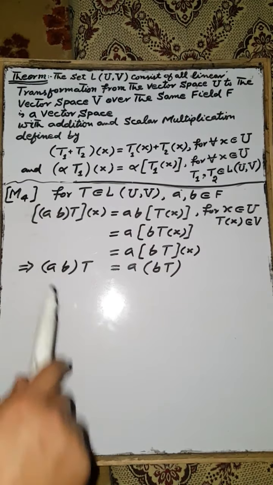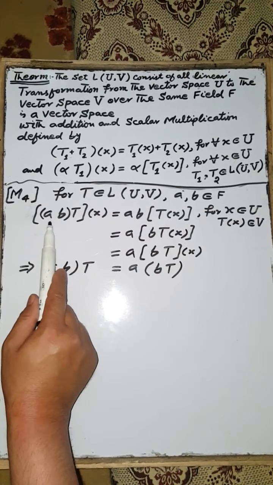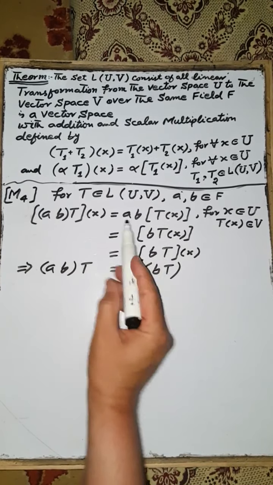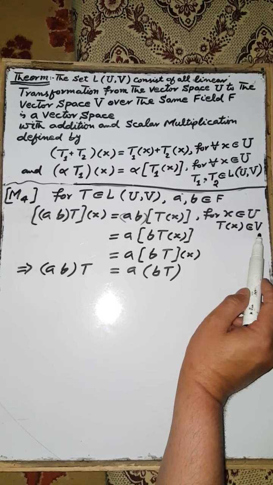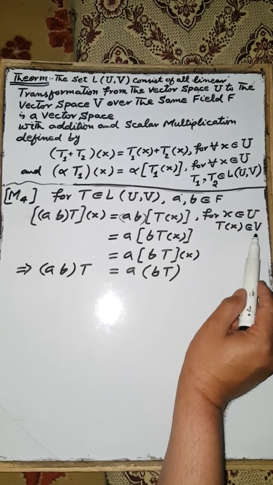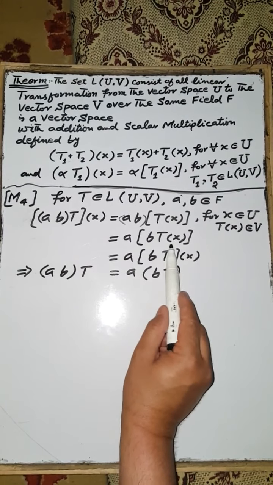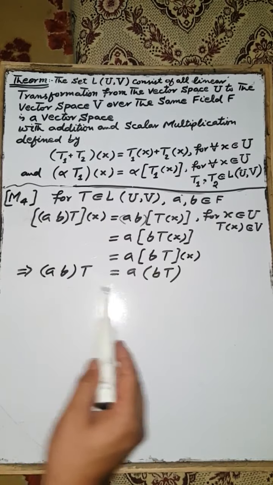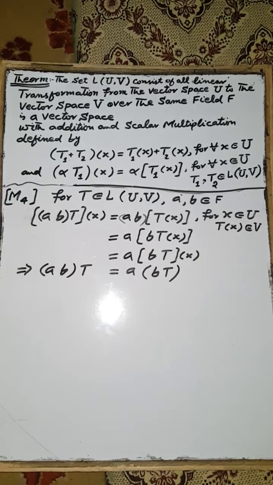The next condition is, T is a linear transformation and A, B are any two scalars, then (AB) multiplied by Tx is equal to, according to this condition, AB multiplied by Tx. And Tx is an element of the vector space V, and A, B are scalars, then according to the definition of the vector space, we can rewrite this step as A multiplied by (B Tx), according to this condition, that is, (AB)T is equal to A multiplied by (BT). The next condition is satisfied.